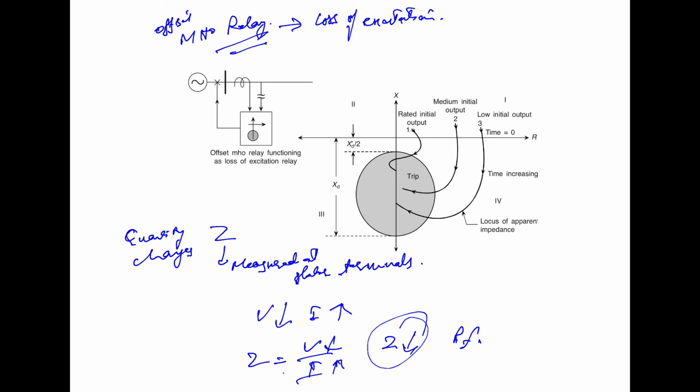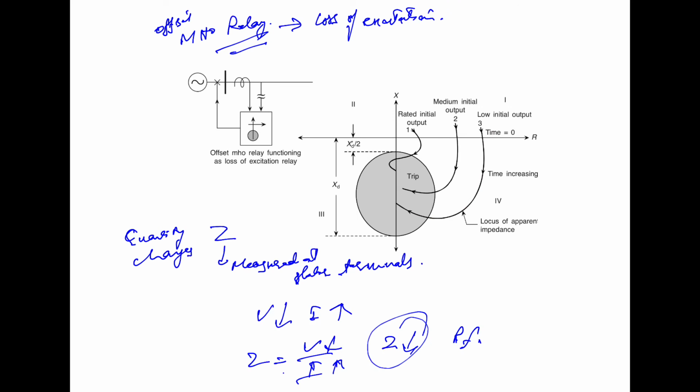Now when the excitation is lost, in that very case the apparent impedance enters this fourth quadrant. The exact locus of the apparent impedance, the rate at which it is traced, depends upon the initial complex power that was being delivered by the generator. If the initial complex power was high, then the locus is traced out quickly to the trip region. And if the initial power output was low, then the locus is traced out rather slowly. It will take some seconds.